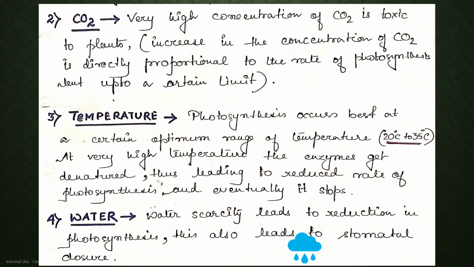We know that very high temperature will denature these proteins, and as the enzymes get denatured, what will happen? The process of photosynthesis will either be slow or it will eventually stop because the enzymes are no longer functional. So maintaining an optimum temperature is very important for proper photosynthesis to occur.